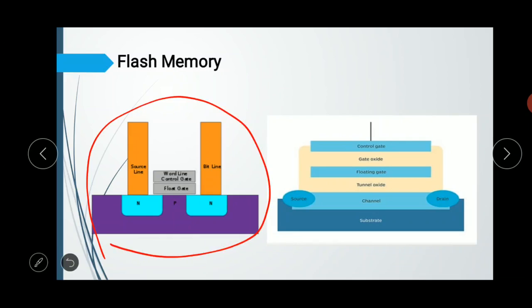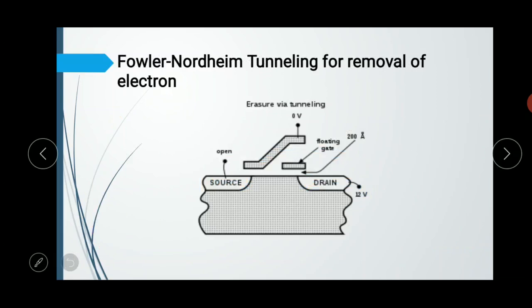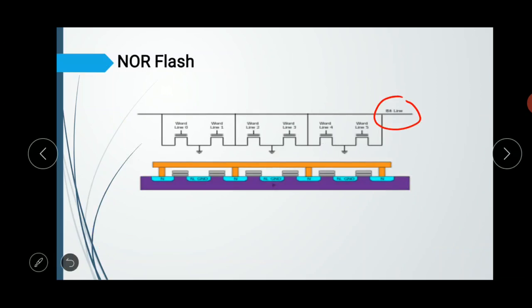Here you can see the control gate is known as also the word line, and the drain terminal is called the bit line. Okay, referring to these terminals, here we can say the drains of the transistors are connected to this bit line, and the sources of the transistors are connected to ground.